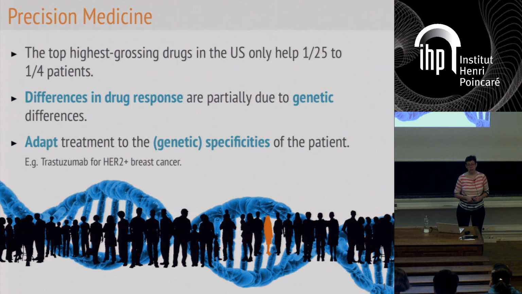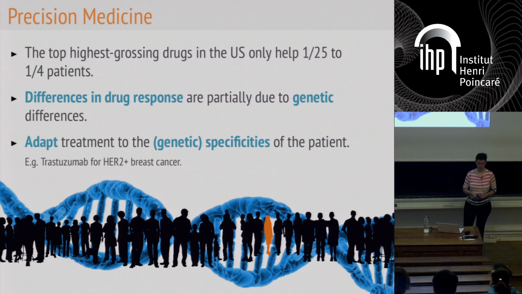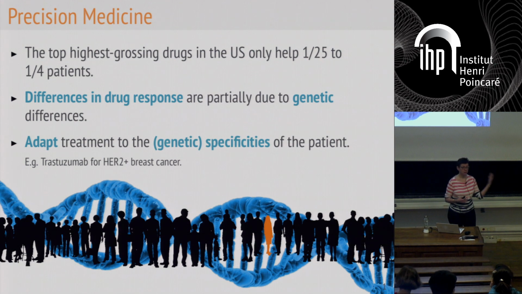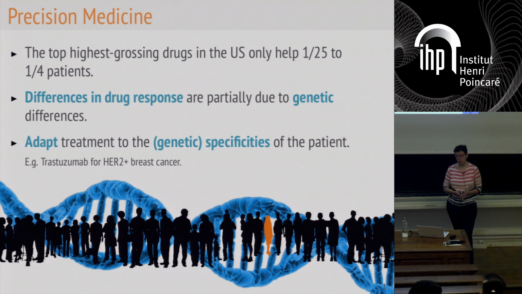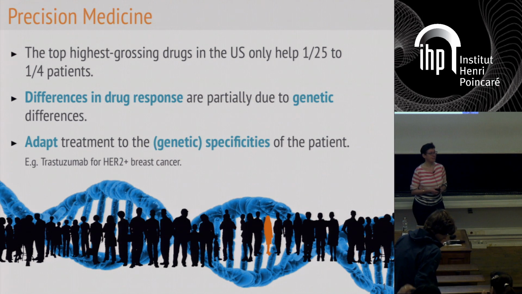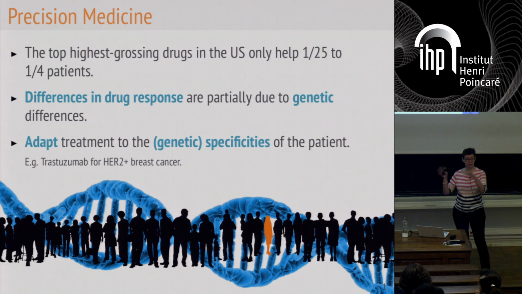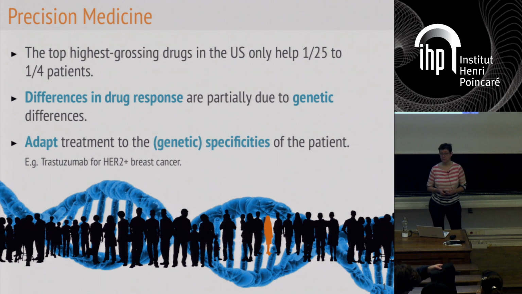Those differences between how people respond to drugs can be due to a number of things, including what we call environmental variables, so whether you're a smoker or not, or clinical variables, so things like age or sex or other things like that. But we also know that differences in drug responses are partially due to genetic differences because of twin studies, in essence. And so the idea of precision medicine, not just about genetics, but that's what I'm working on, is to find ways to adapt treatment to the genetic specificities of the patient.